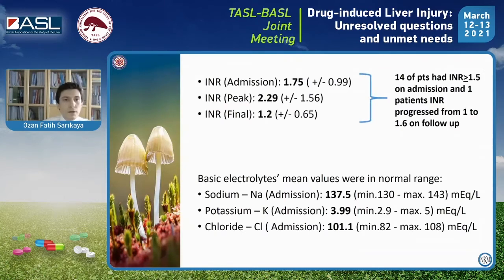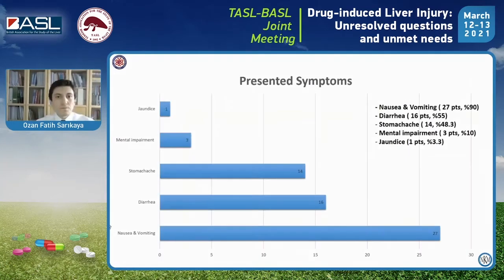The INR level, the mean level on admission was 1.75, and the peak level of INR was 2.29. 14 patients had INR levels higher than 1.5 on admission, and 1 patient's INR progressed from 1 to 1.6 on follow-up. The basic electrolytes, such as sodium, potassium, chloride, the mean values were in normal range, all of them.